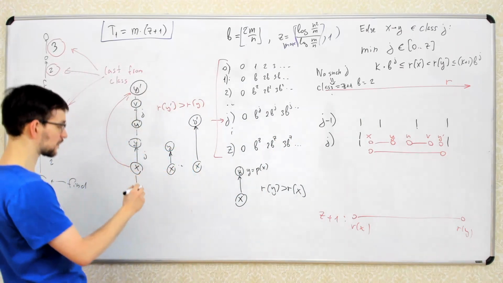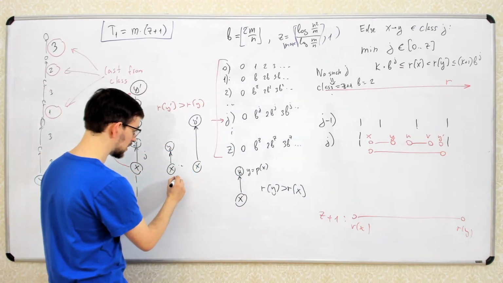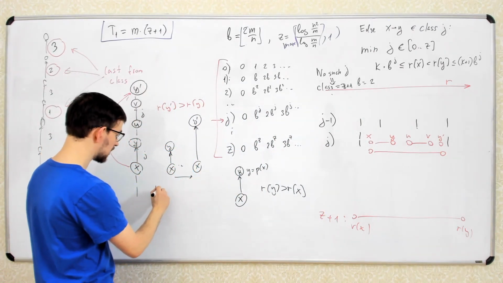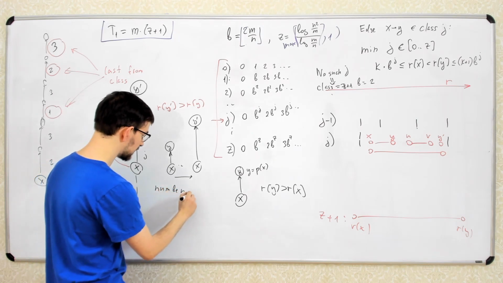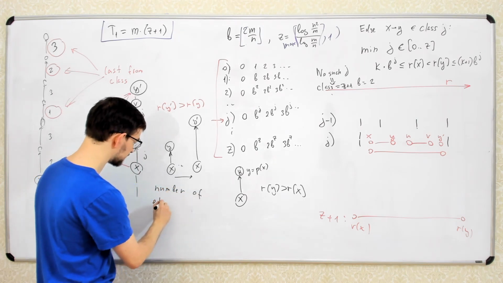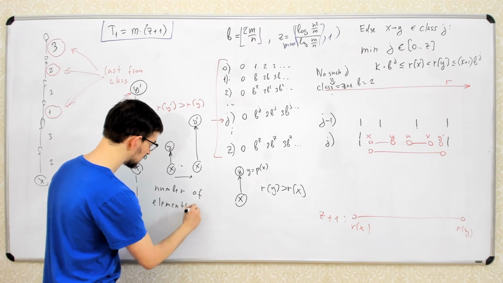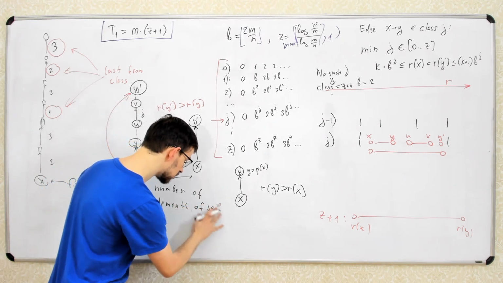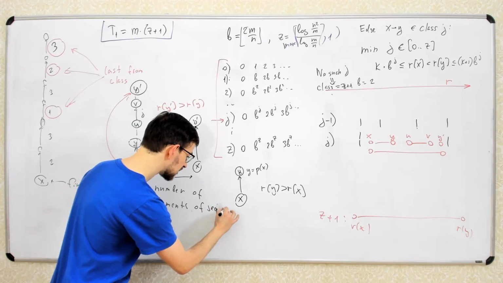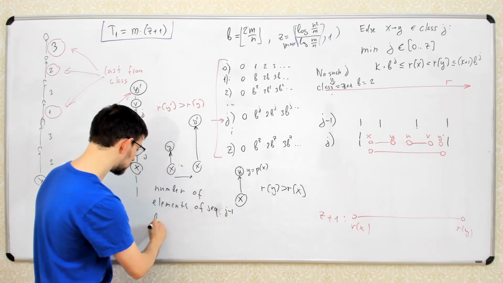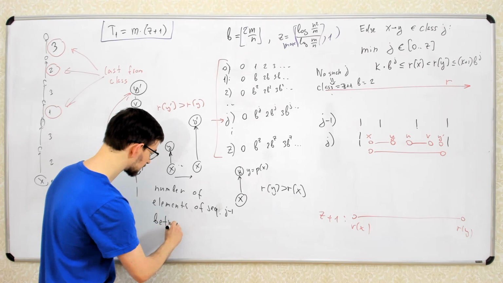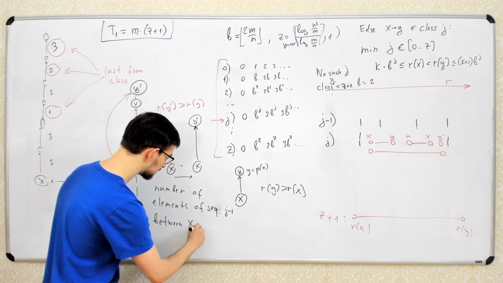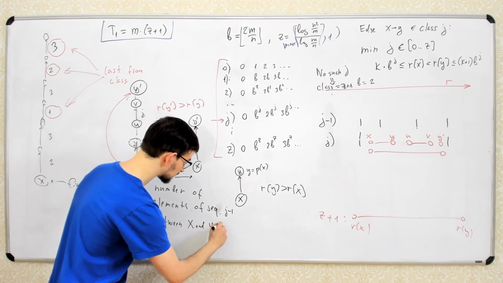Let's write this here. When we go from here to here, the number of elements of sequence J minus 1 between x and y is increasing.